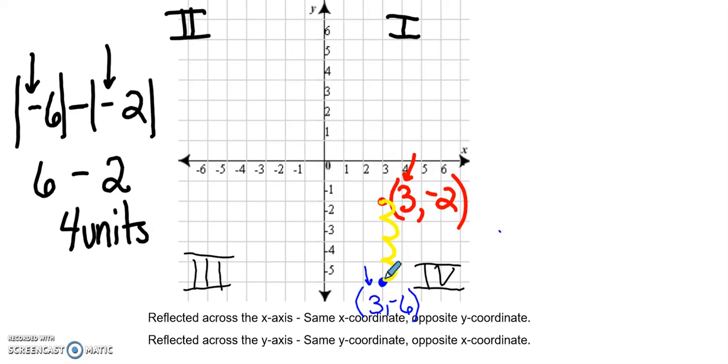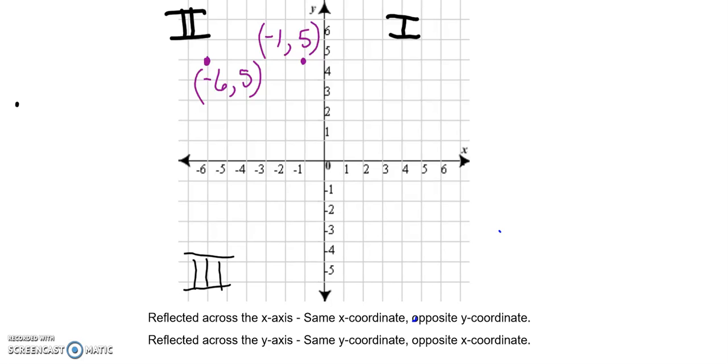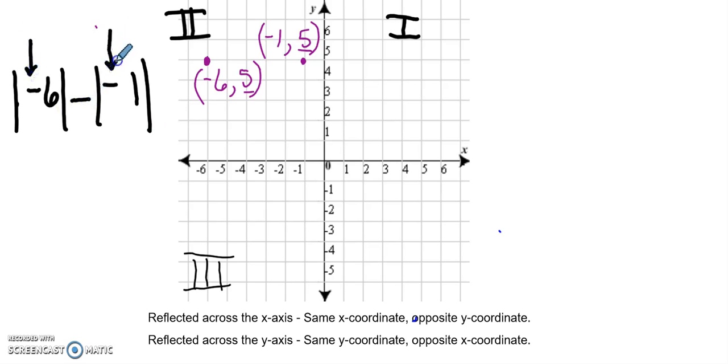Let's do one more to practice. I have 2 points plotted at (-6, 5) and (-1, 5). I know that they are going to be directly across from each other because they have the same y coordinate. Now we're going to take the x coordinates, -6 and -1. I'm going to find the absolute value of the 2 of those. Now I have to decide, do I want to add or subtract? I'm going to subtract the absolute values because they have the same sign.